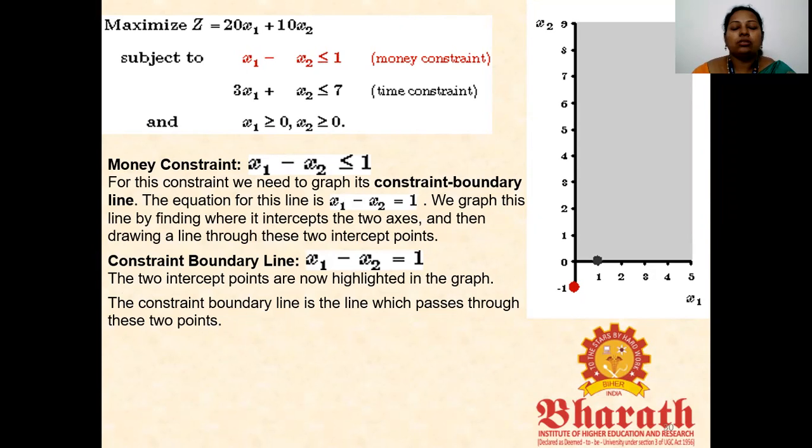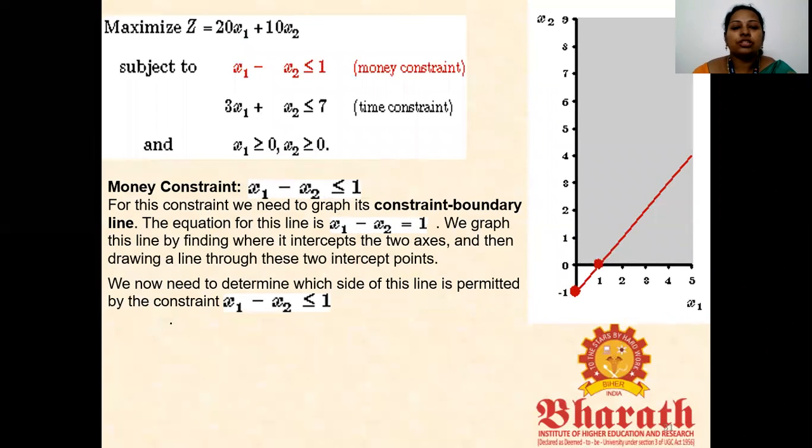Then we have to solve the second equation, that is the time constraint. The time constraint is 3x1 plus x2 less than or equal to 7. We have to solve that one also and get the solution for that time constraint.